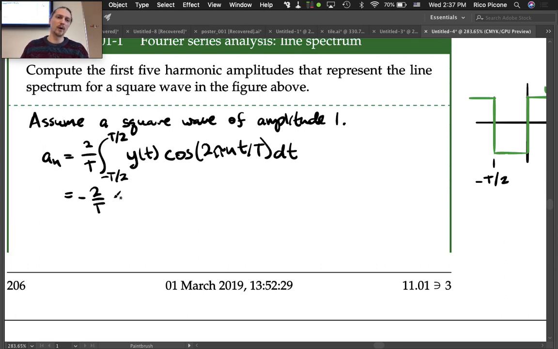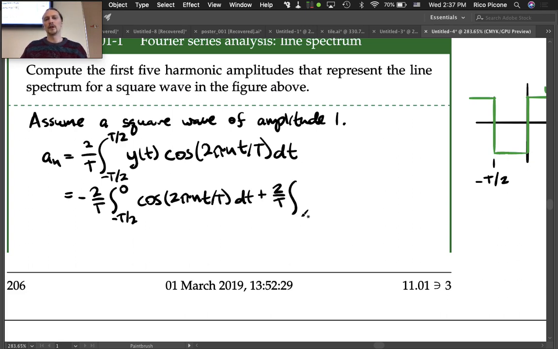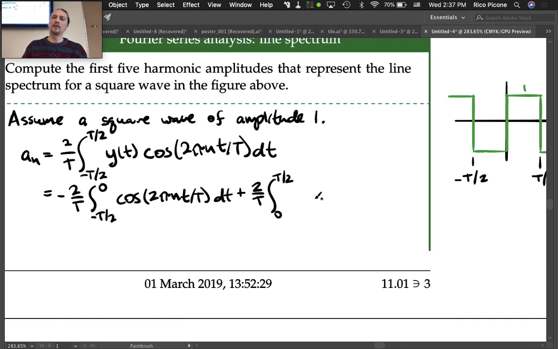We're going to put negative 1 in here, so we'll just pull it out. From negative T over 2 to 0, y of t is negative 1. We already pulled the negative 1 out. Cosine of 2 pi n little t over big T dt, plus 2 over T, integral from 0 to T over 2. It's positive 1 in that interval, y of t is. So cosine of 2 pi n little t over big T dt.